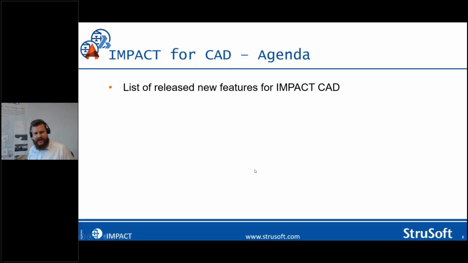So the first thing I'll start with is the agenda. Big text, so you should all be able to read it without any issue. The first thing is a list of released new features for Impact CAD, and that list will be of all the documented features. That means everything that is documented, that you yourself can go in and find afterwards.